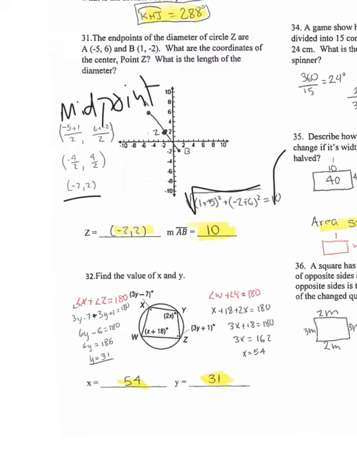32, find the value of x. This time, unlike the front page, this is a quadrilateral in a circle. Opposite angles equal 180, so you see it there. X plus z is 180. Y plus z is 180. W plus y is 180. You add them up, set them equal to 180, combine like terms, and solve. And you can see the algebra there to work those out.